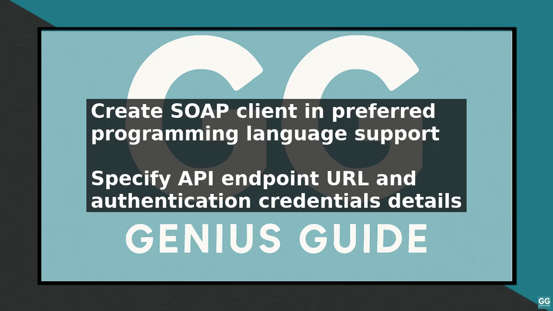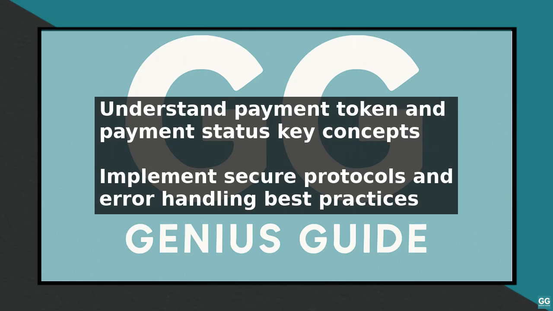In terms of key concepts, it is essential to understand the difference between a payment token and a payment status. A payment token is a unique identifier for a payment, while a payment status indicates whether the payment was successful or not.